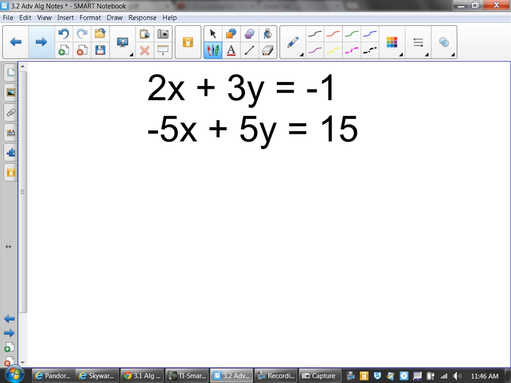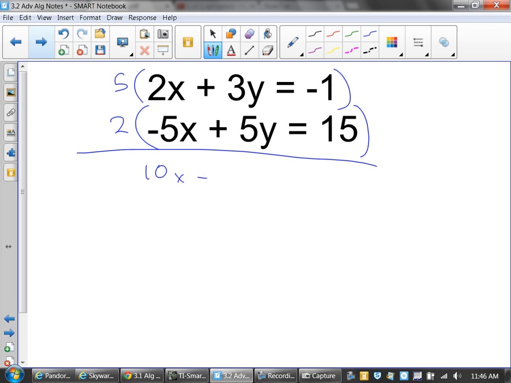Yeah, that's another way. There's about 4 different ways to solve this one. I'm gonna do the linear combination one first, and I'll go back and talk about what you just said. If I multiply the top one by 5, the bottom one by 2, you get 10x plus 15y is negative 5. Negative 10x plus 10y is 30. Do you agree? I would agree with that.